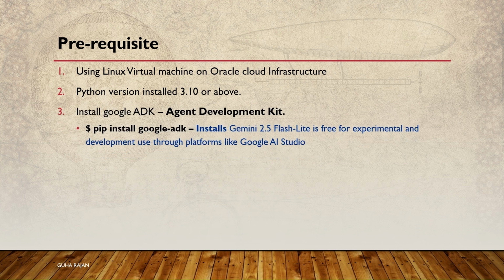And step three is pip install google-adk. Gemini Flash-Lite is free for experimental and development use through Google AI Studio. So you can install it. It takes about a minute or so to install the 11 packages. You could do it on Windows, or you could do it on a Linux machine.